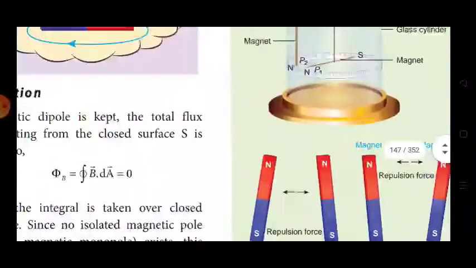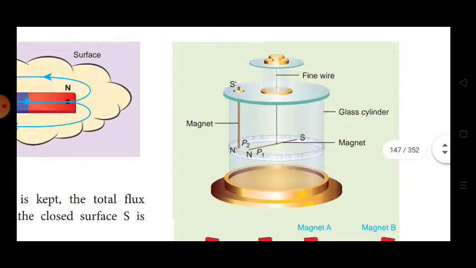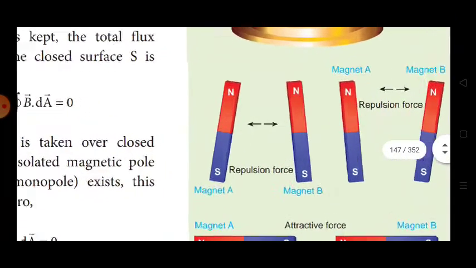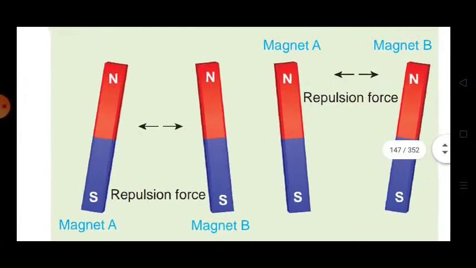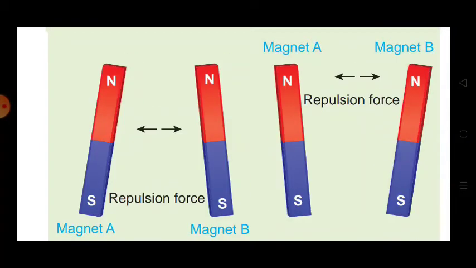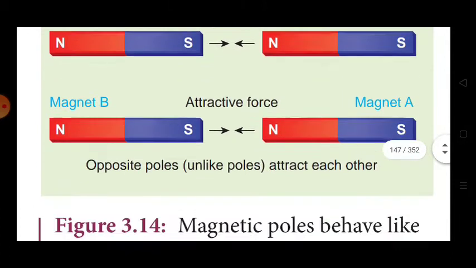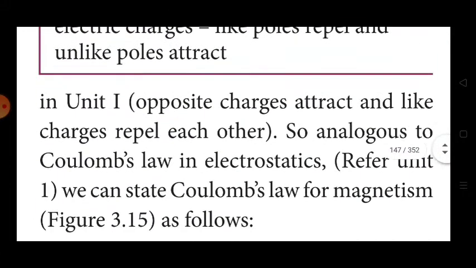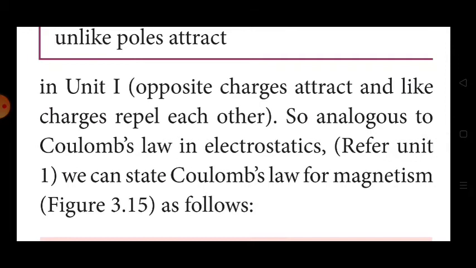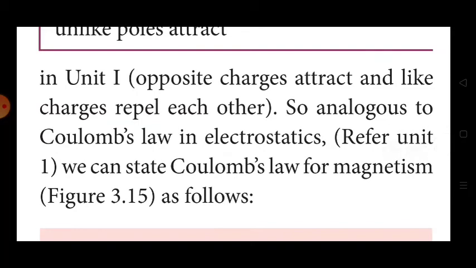So, we should understand that same poles repel and opposite poles attract. You can understand this very clearly from this picture. In unit 1, opposite charges attract. Analogous means the same. As in Coulomb's law in electrostatics, we can state Coulomb's law for magnetism.